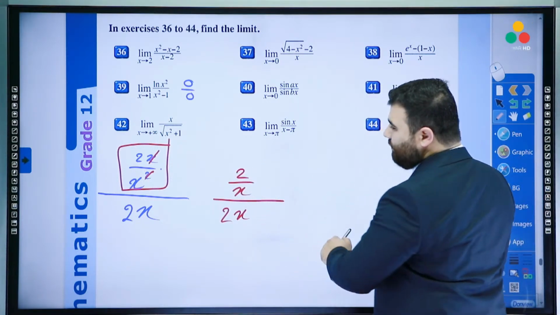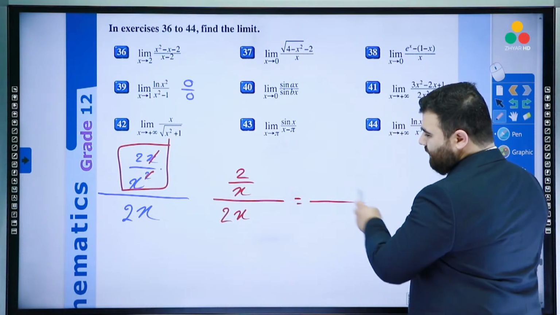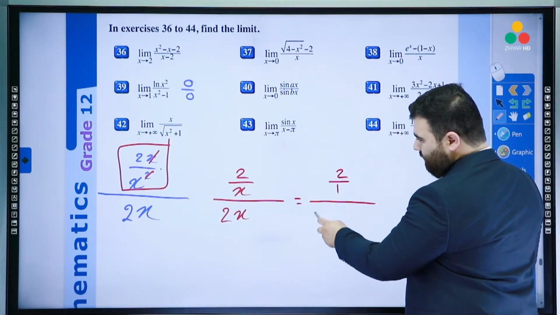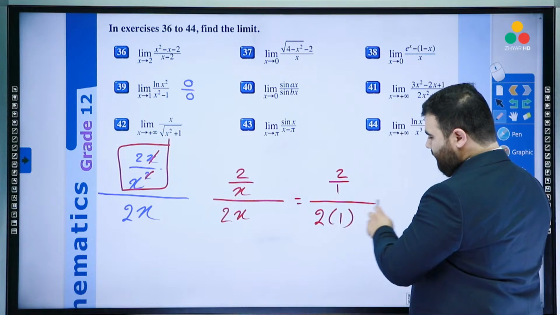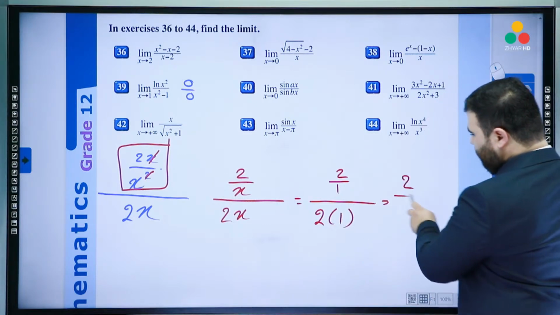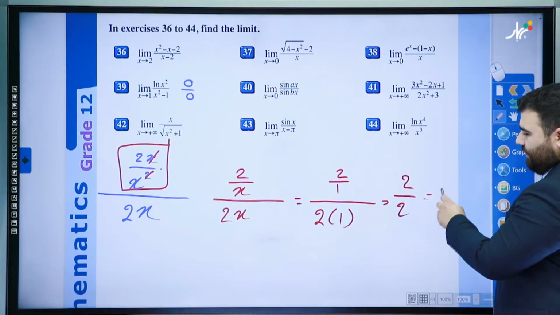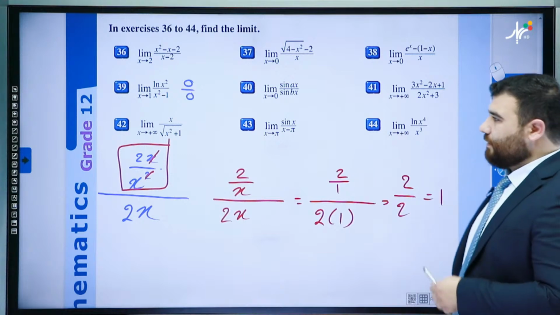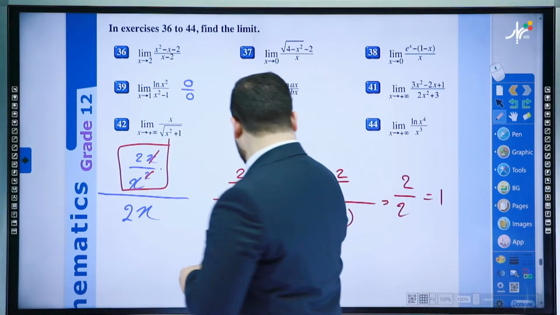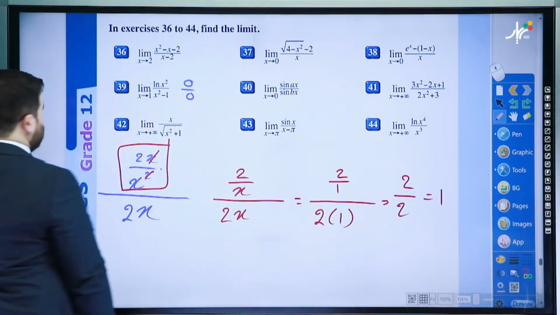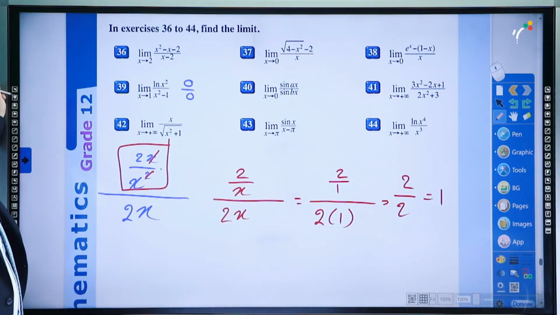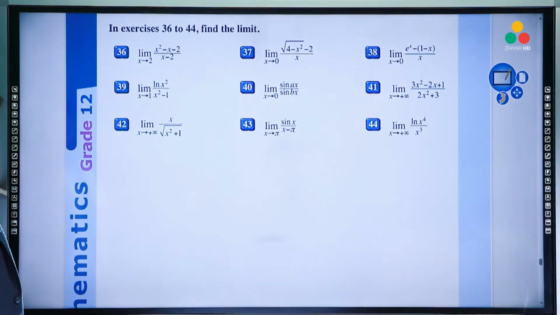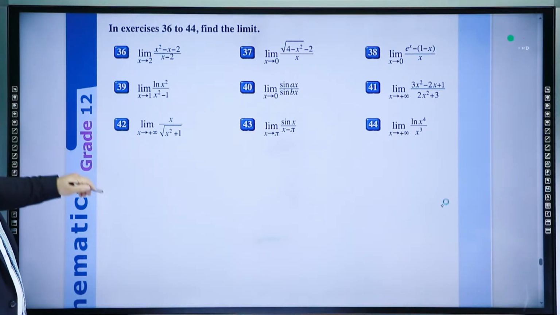Then replace x with 1. It will be 2 over 1, over 2 times 1. 2 over 1 is 2. 2 times 1 is 2. So the answer is 1. This is the limit. Now question 39 finished. Let's do 40.